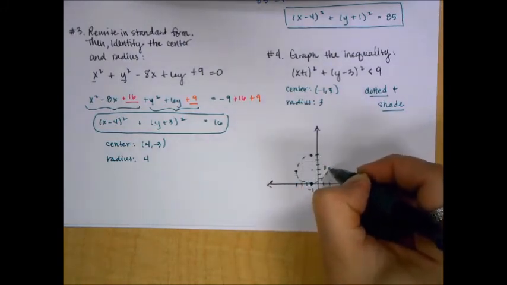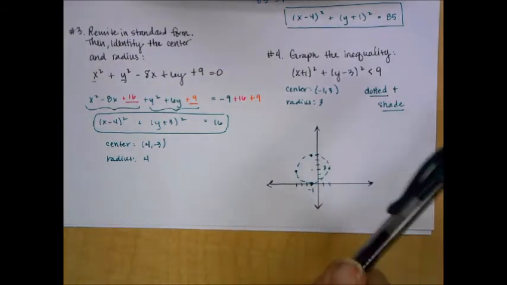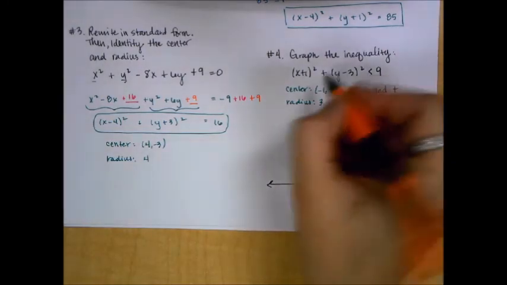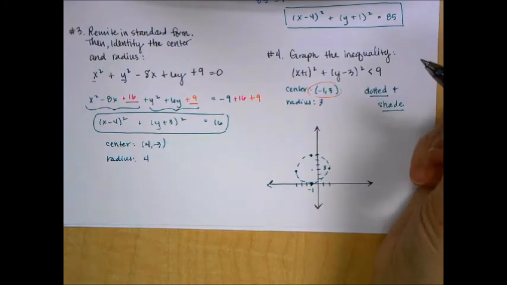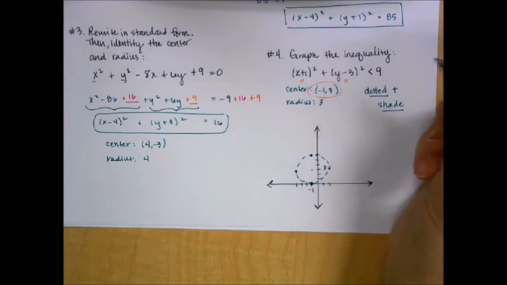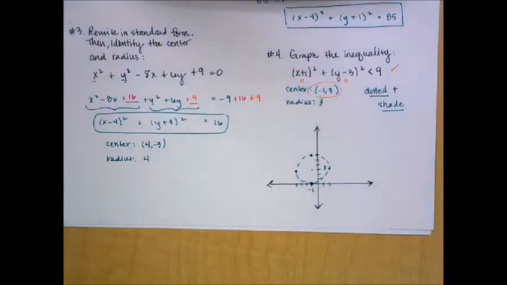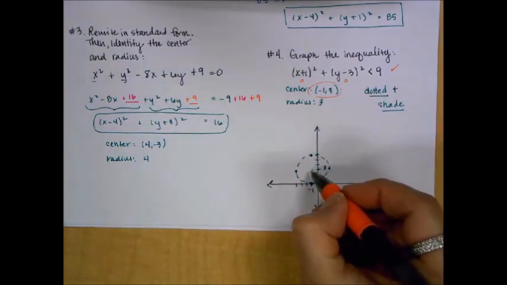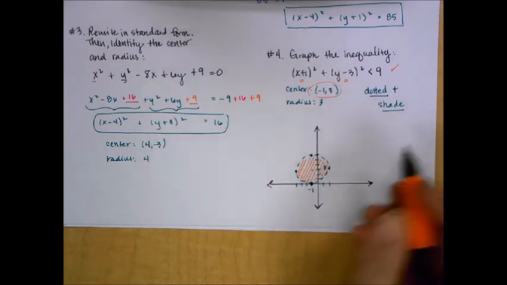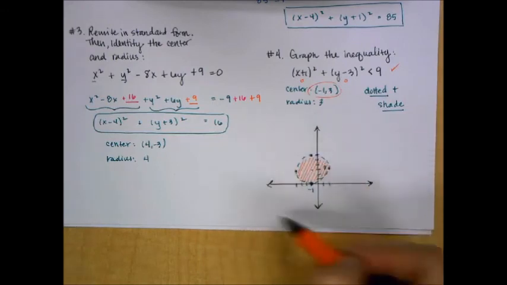When it comes to shading, the easiest test point is the center, because by plugging the center back into my inequality, you automatically get 0 plus 0. And we can check real quick, is 0 less than 9? Yes. So the center is a solution and we shade inside. Remember that if your test point does not work as a solution, then you would shade the other region. And that is the end of our notes.